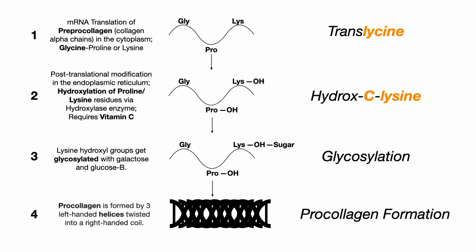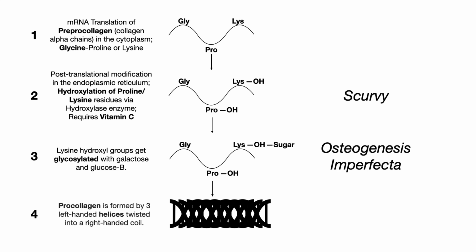So in step 2, if you don't have enough vitamin C as that required cofactor, you get scurvy. And in step 3, if you don't adequately glycosylate those lysine hydroxyl groups, you get osteogenesis imperfecta. So I put those here just to help you remember that. And I have another video on my channel about the different types of collagen that you can see if you want to learn more about individual types of collagen. But in any event, let's keep going and move on to step 5.